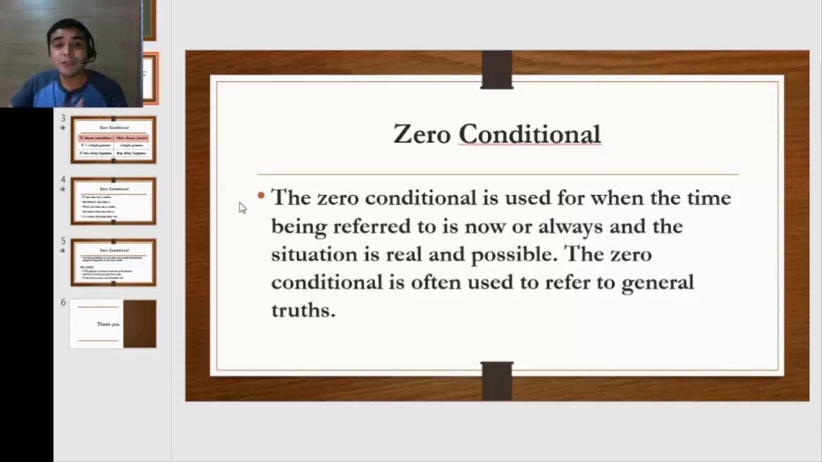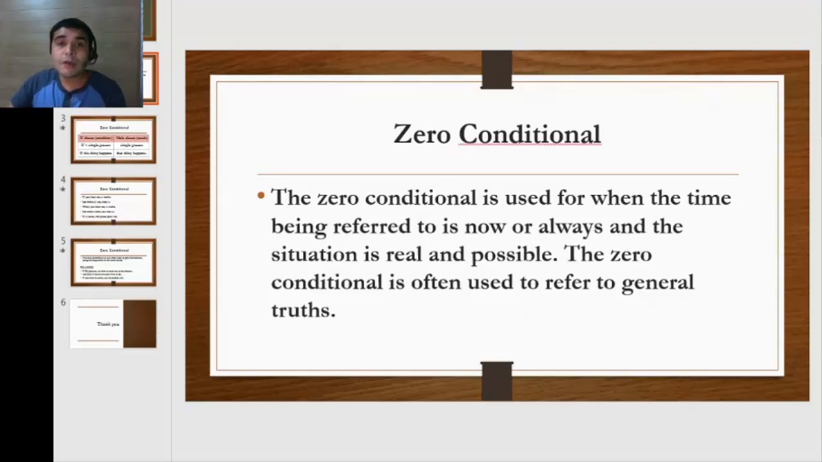Zero conditional is used when we talk about something that is happening now or something that always happens. It is often used to refer to things that are always true. We are talking about general truths or natural laws. That means there's no condition at all. That's what always happens. That's the reason why we say zero conditional, because there's no condition at all.